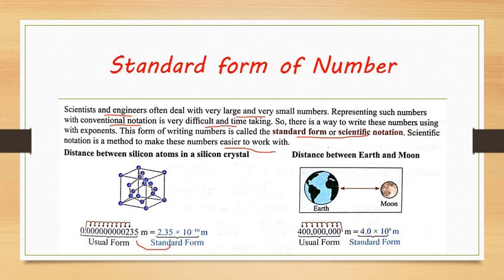Similarly, the distance between the earth and moon is about 400 million. If we do operations every time using this number, it is very difficult. So instead of writing this, we convert it into standard form, that is 4.0 into 10 to the power 8. Now the question arises in your mind, how are we going to write a number in this form? So let's see.